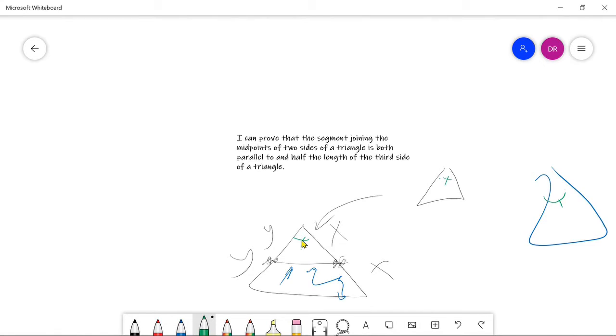So we know that this length is x. We know that this length is 2x, right? Because x plus x is 2x. We know that this length is y.